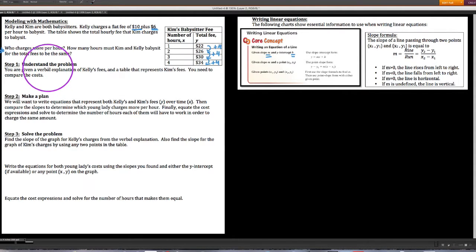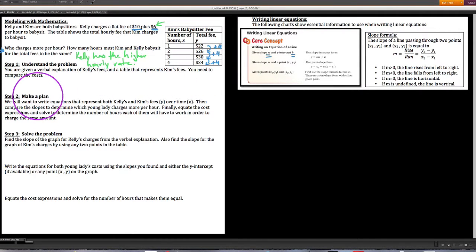What I want to start with is essentially this: we need to understand this problem. We're given a verbal explanation of Kelly's fees, but a table that represents Kim's fees. We need to compare the costs. Right off the bat, when I get asked who charges more per hour, I think Kelly does because she charges $6 per hour, whereas Kim's fees are only changing $4 every hour. So Kelly charges more per hour. I'm going to write that down: Kelly has the higher hourly rate by $2 per hour.